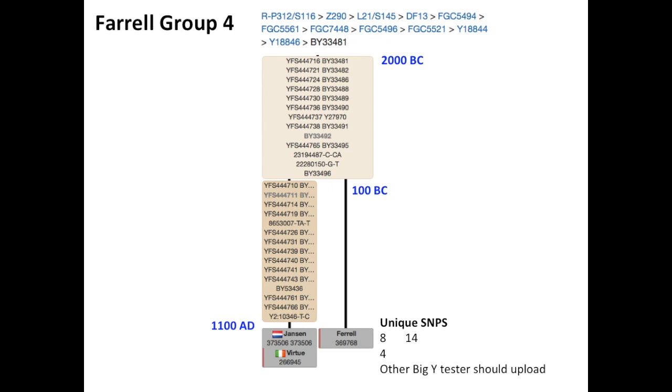The nearest neighbors are a Jansen from Belgium. I think that's the Belgian flag. Jansen is certainly a Belgian name. And Virtue, which is an Irish name. There's the Irish flag. So it's a very old branch with very few neighbors.